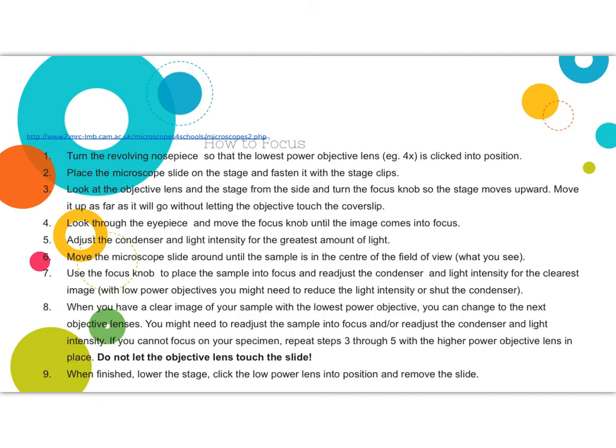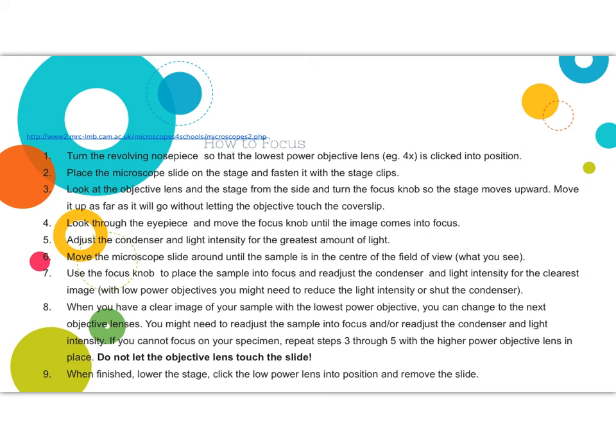Again, just in case, how to focus using a microscope is listed here. We start with the lowest power. We place the microscope slide on the stage and fasten it with the stage clips. We look at the objective lens and the stage from the side and turn the focus knob so that the stage moves upward. Move it up as far as it'll go without letting the objective touch the cover slip or your specimen itself. We will look through the eyepiece and move the focus knob until it comes into focus.